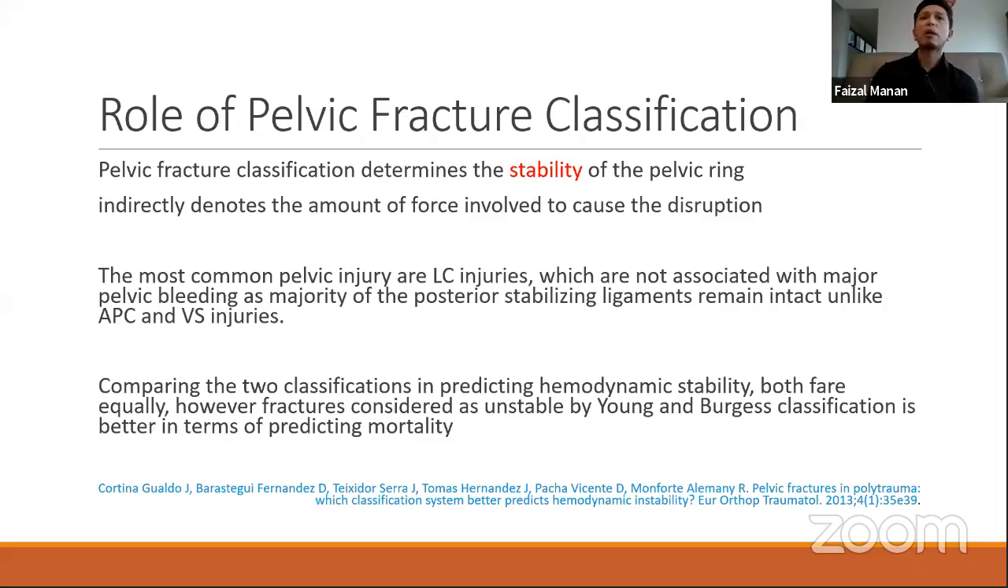The most common pelvic injuries are lateral compression injuries, LC, which are not associated with major pelvic bleeding as a majority, because the posterior stabilizing ligament remains intact, unlike APC, anterior posterior compression, or vertical shear. Comparing the two classifications in predicting hemodynamic instability, both fare equally. However, fractures considered unstable by Young and Burgess classification are better in terms of predicting mortality.